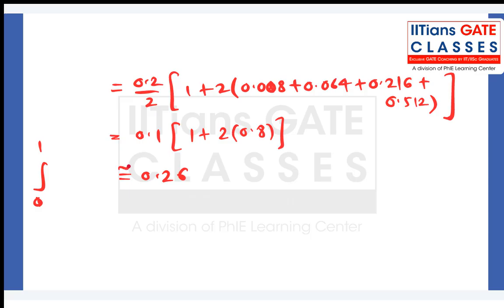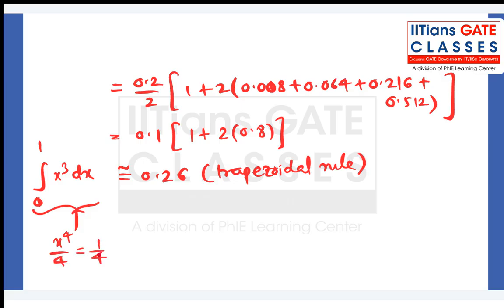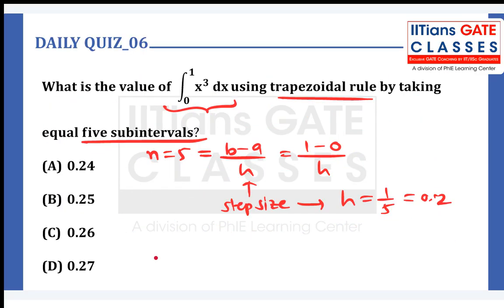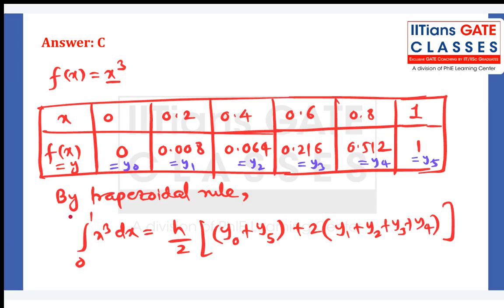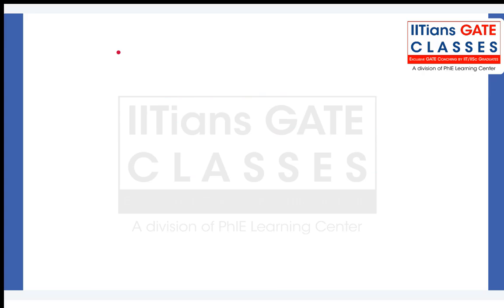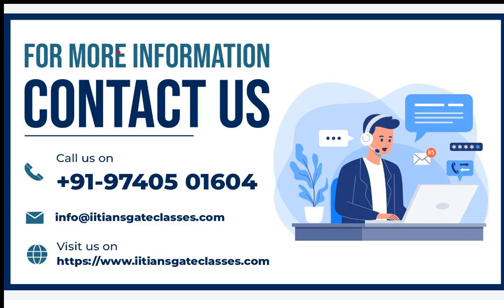See, this will not be exact, because this is as per the trapezoidal rule. The exact value will be x power 4 by 4, which is 1 by 4, 0.25. Sometimes in this kind of question they will ask for error, absolute error or relative error, all of which we have discussed in the regular classes. But as far as this question is concerned, the answer should be 0.26, so option C, and that is also as per your answer. And I think this is the last question in this quiz. So with that we'll stop, and maybe we'll meet next time in some other video.